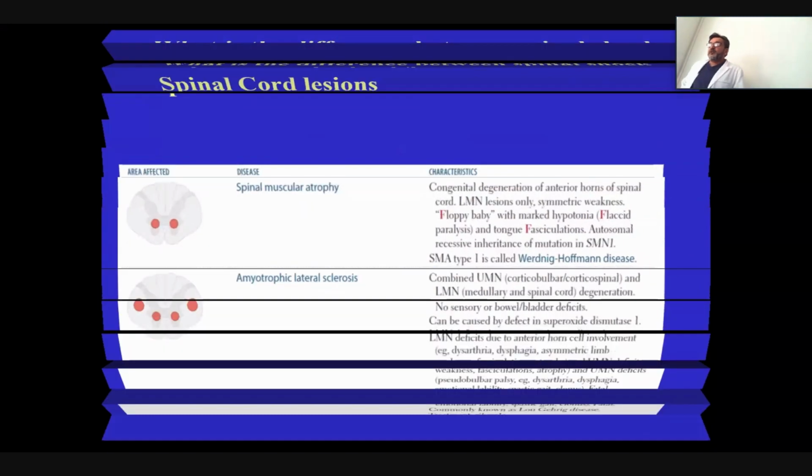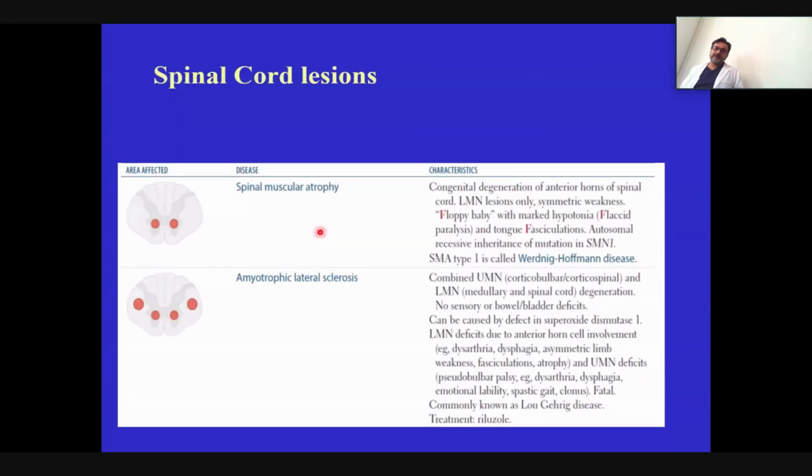Now we are going to talk about some of the spinal cord lesions. The first one we are going to talk about is spinal muscular atrophy. This is more of a congenital degeneration of the anterior gray horn cells of the spinal cord.